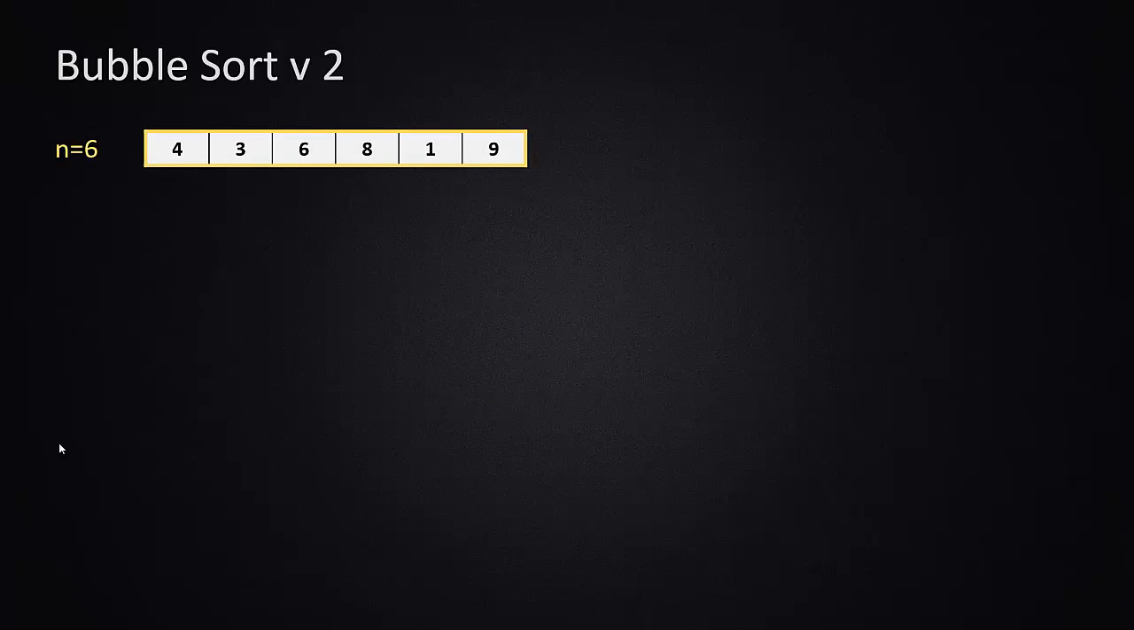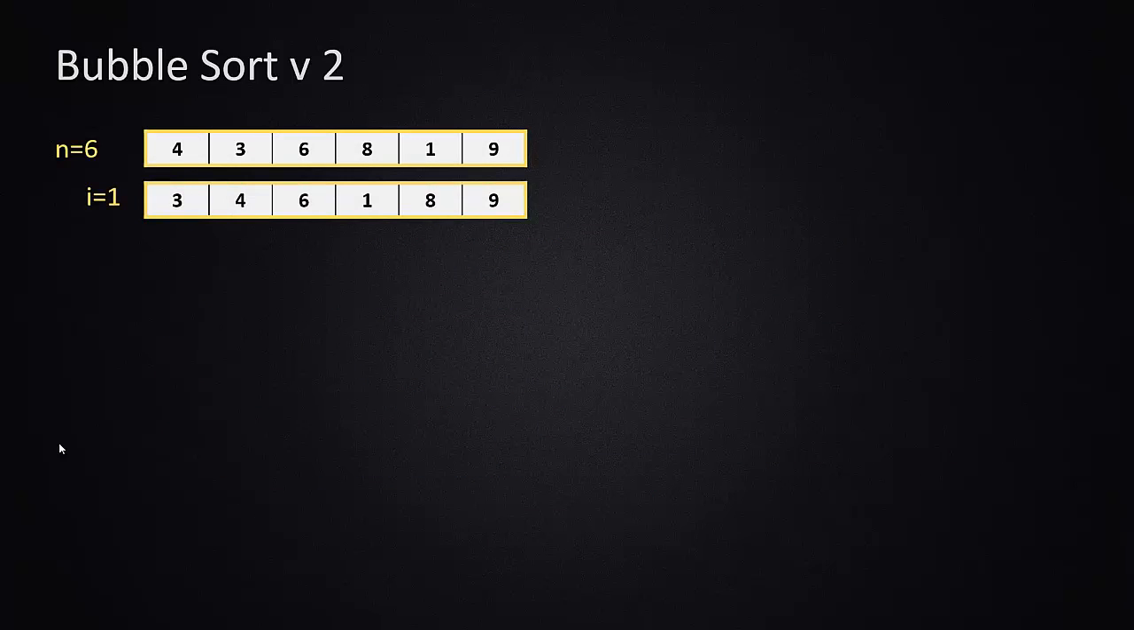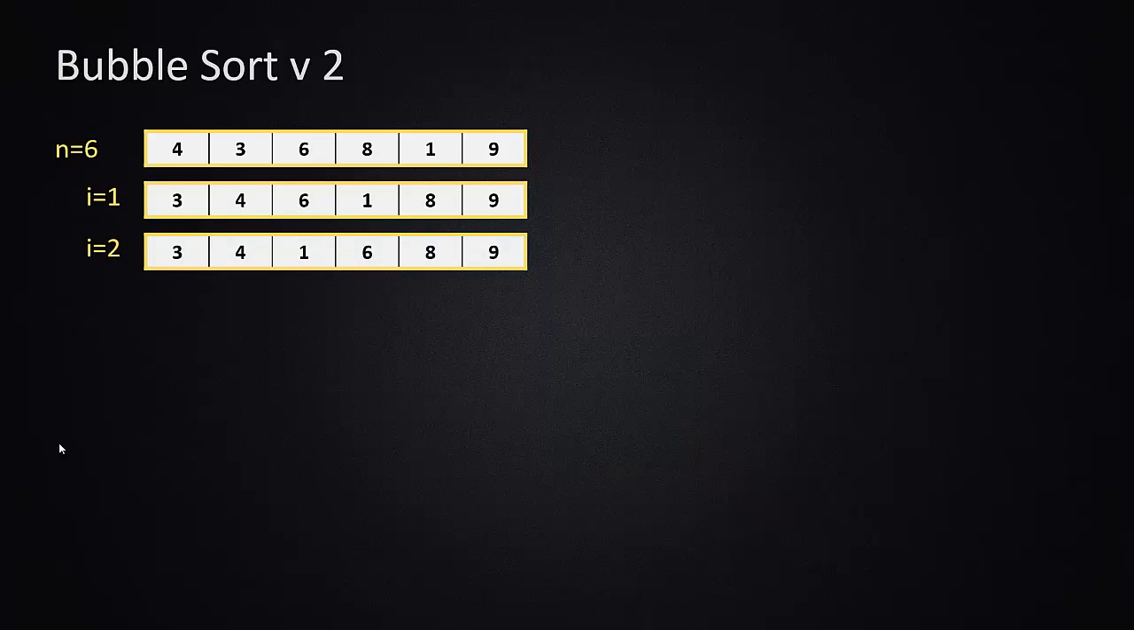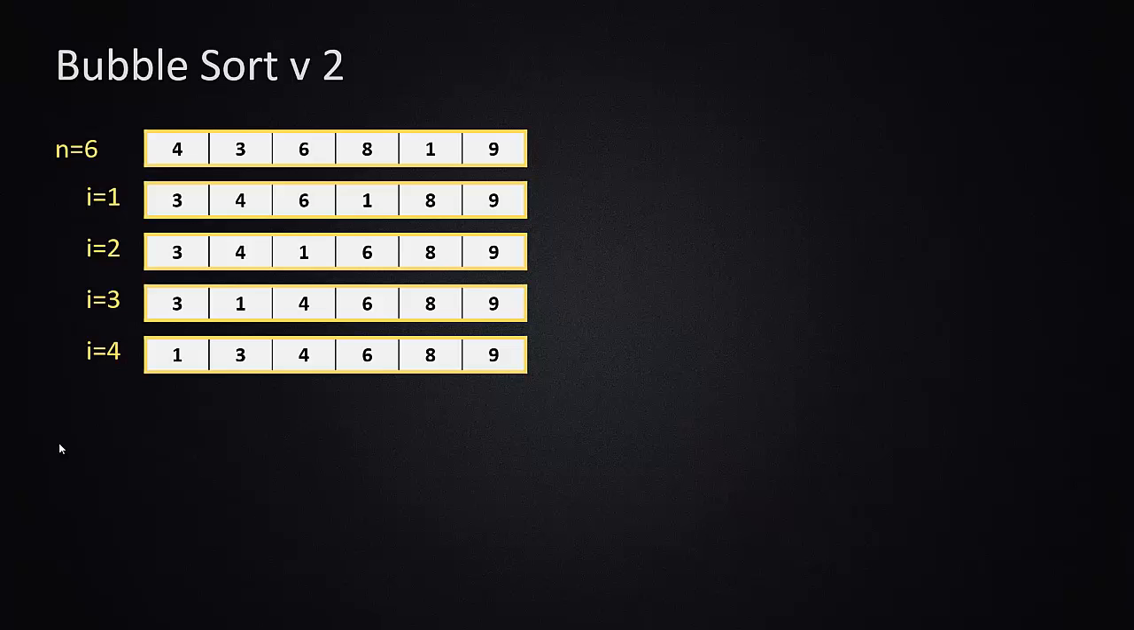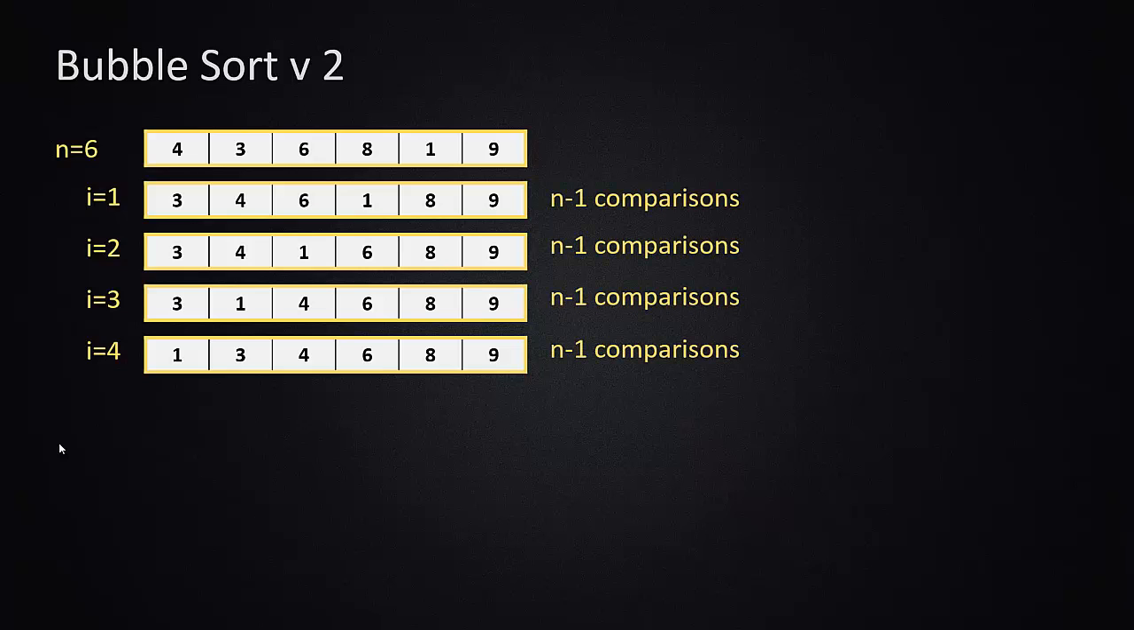Here's our original list. Were swaps made? Yes. Were swaps made? Yes. Were swaps made? Yes. Were swaps made? No. End. So we now did n minus 1 comparisons 4 times. So now we did it as n minus 2 times n minus 1 times. You'll notice that's still order n squared.